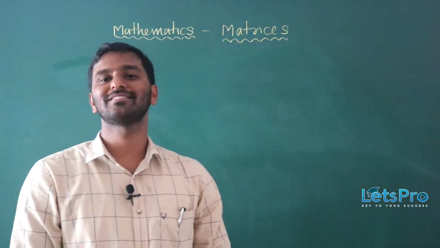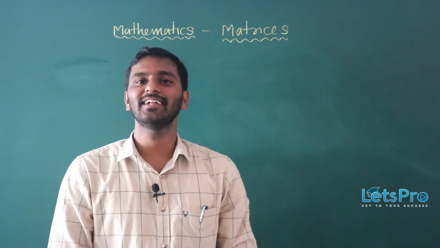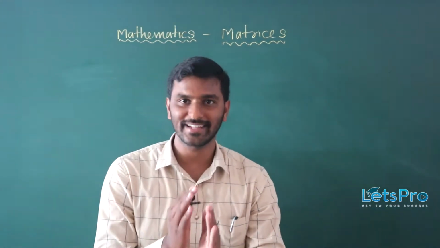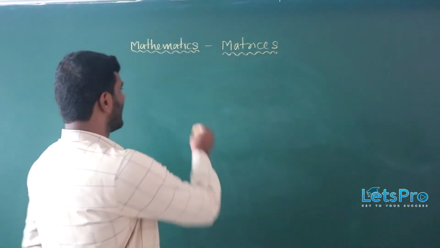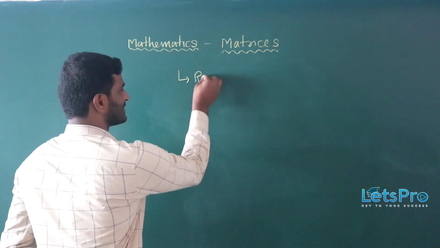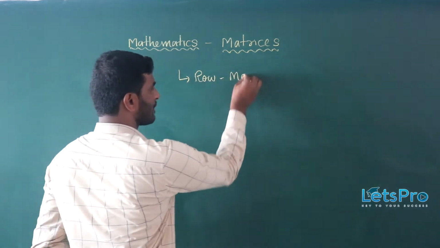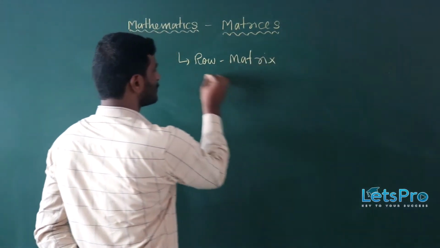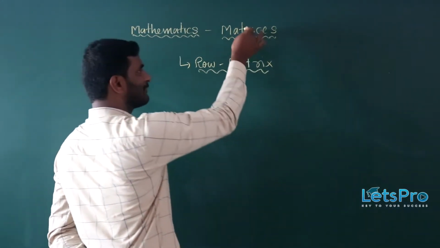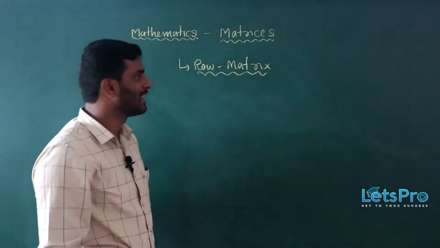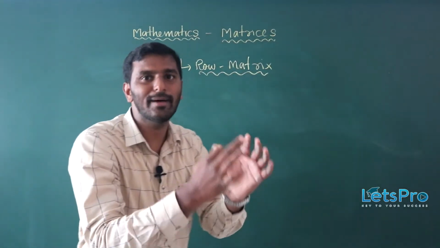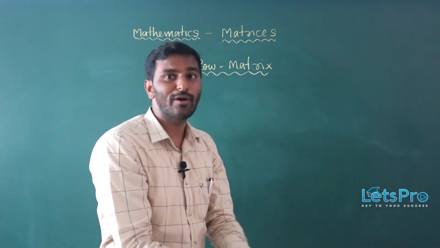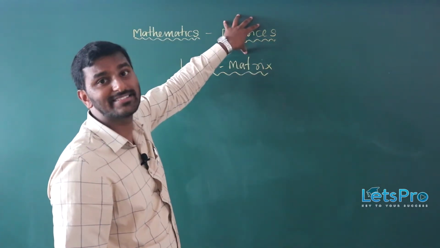Before taking up the operations of matrices, let us learn the types of matrices. Which are the types of matrices? Yes, the first one is the row matrix. What is a row matrix? Before I explain, what is the difference between matrix and matrices? A matrix is only one matrix; more than one matrix we call matrices.